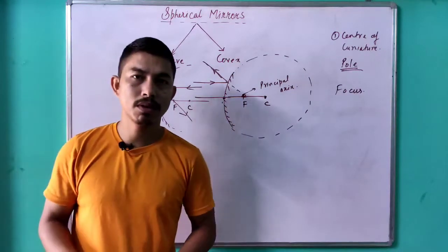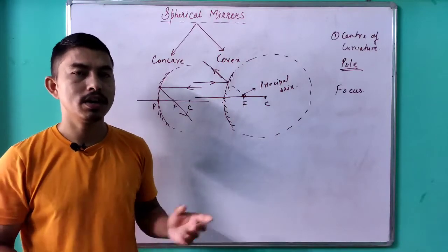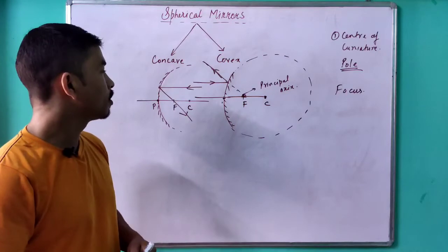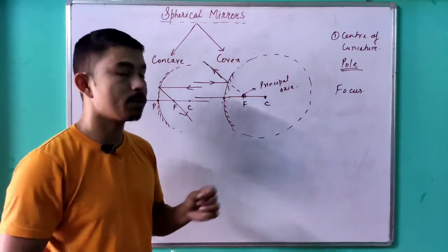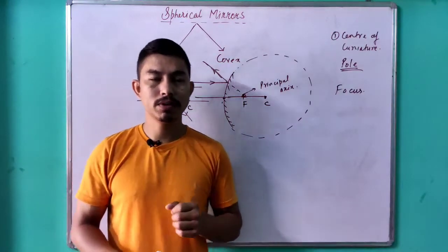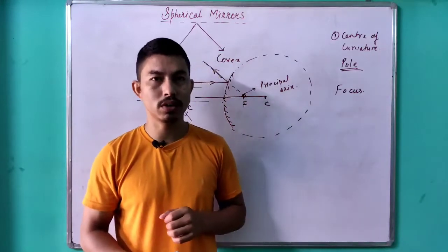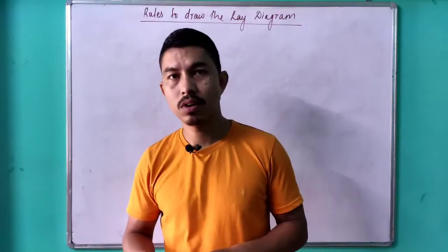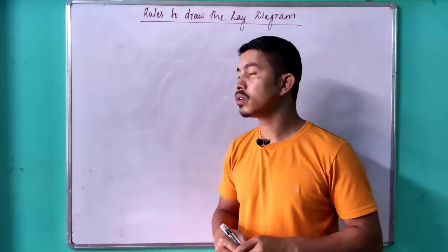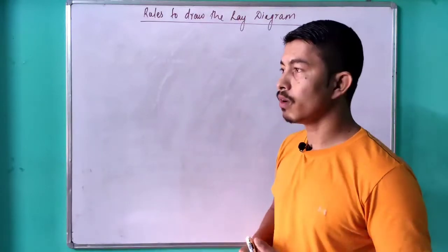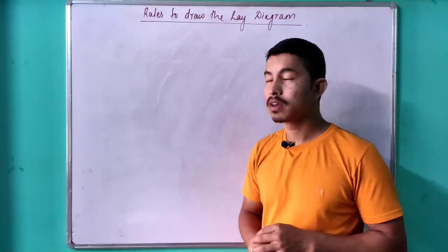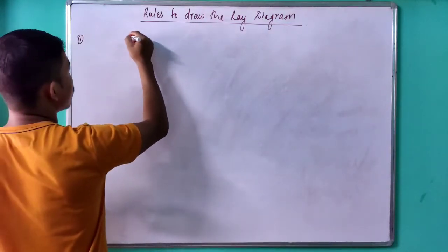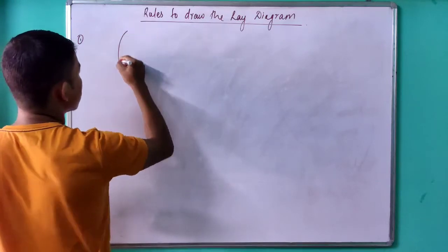So these are some of the basic terms you must understand related to the spherical mirror. Now we shall draw the ray diagram formed by a concave mirror and a convex mirror. But before that, you must remember a few rules to draw the ray diagram. There are some basic rules that must be followed in order to obtain the image formed by concave and convex mirrors. Rule number one: suppose I draw for a concave mirror.